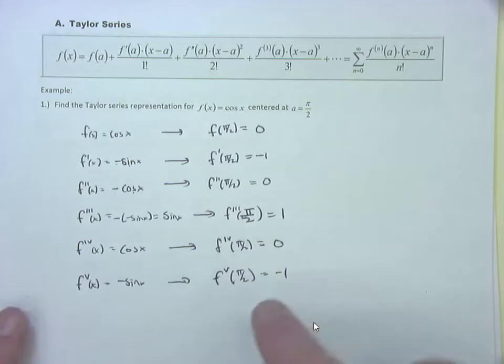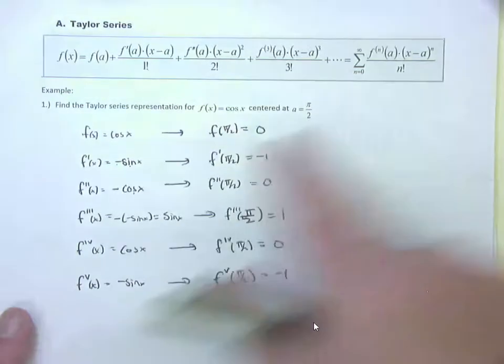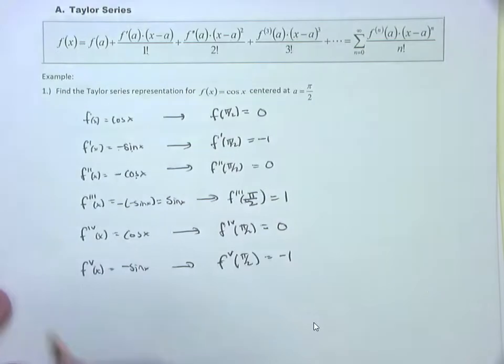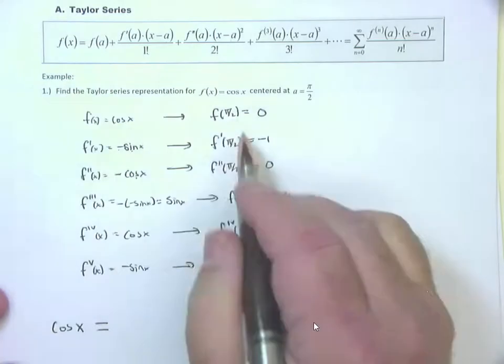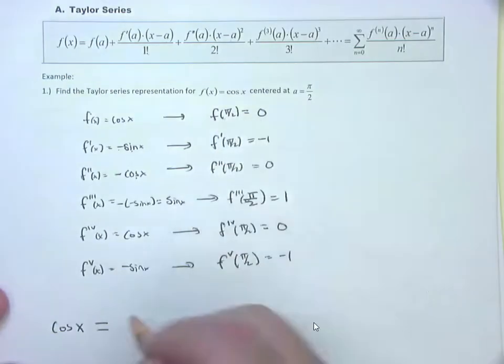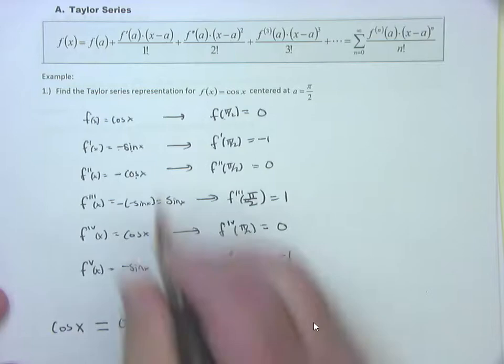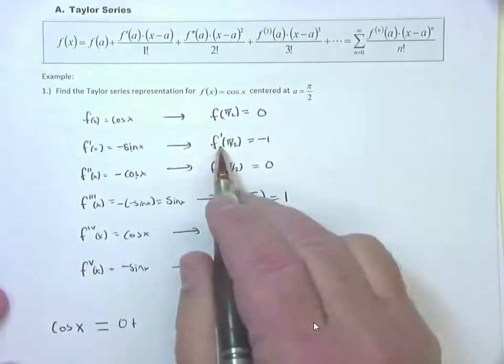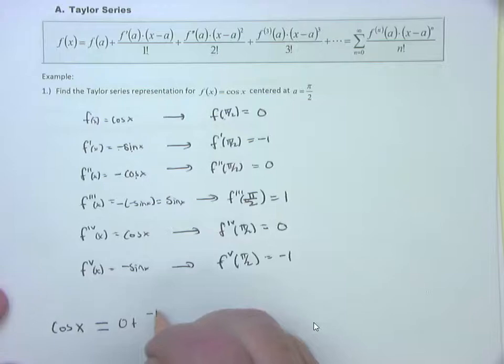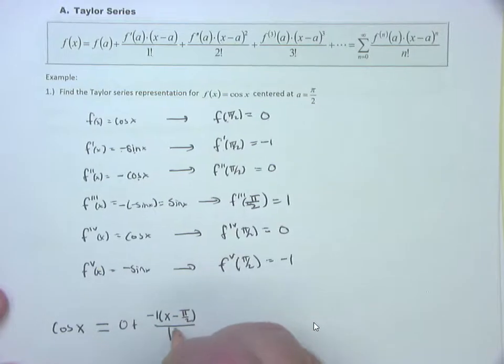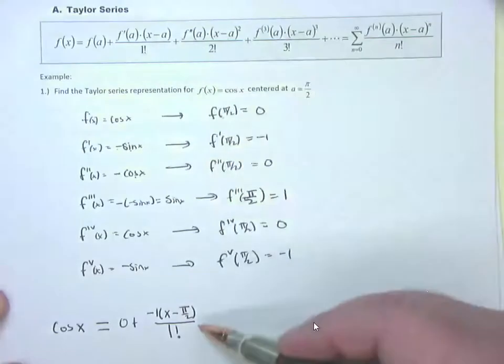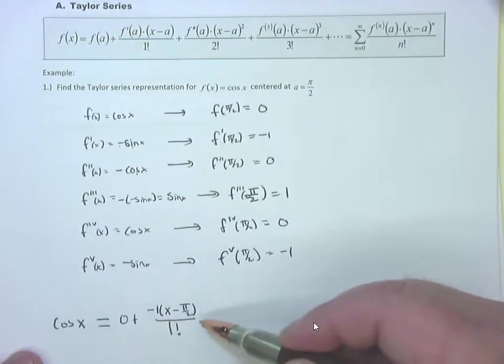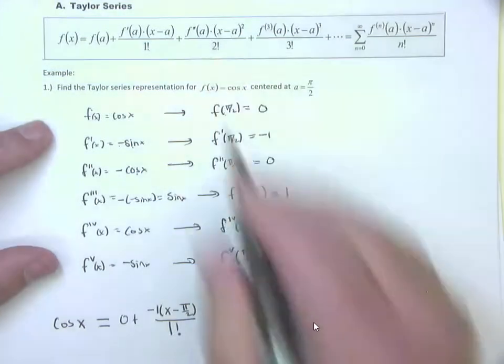Now, I'm going to write this in this particular formula. My function is the cosine of x. It is actually equal to f of a. F of a, f of pi halves, is 0 plus f prime of a. F prime of pi halves is negative 1. Negative 1 times x minus a, which is pi halves, over 1 factorial. I want to literally see I'm plugging this into my formula. Plus f double prime of pi halves.